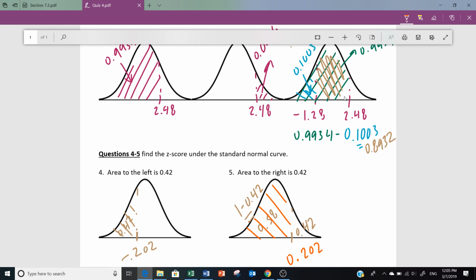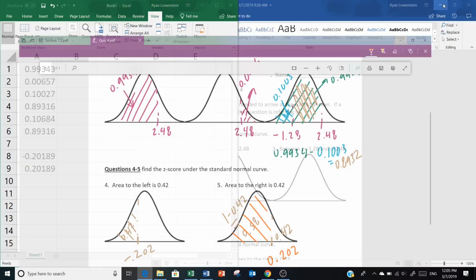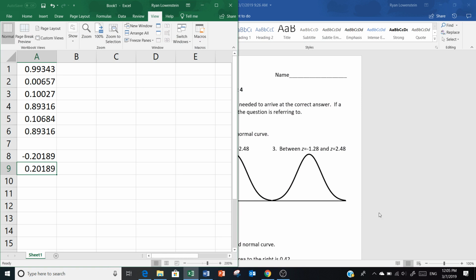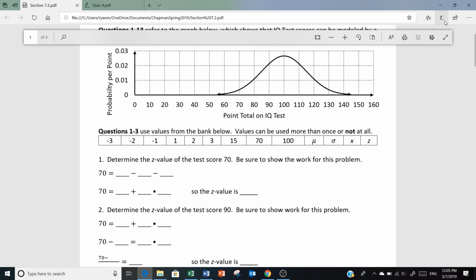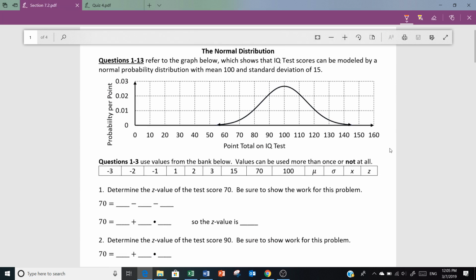Today we're going to look at the normal distribution again, but last time we looked at the z-scores. We're going to be moving away from z-scores into real life data. Here's what our notes look like today. Instead of looking at the z-scores, now we're going to look at a normally distributed population.